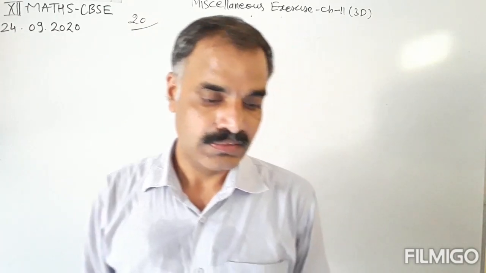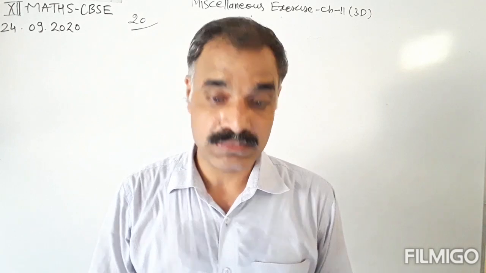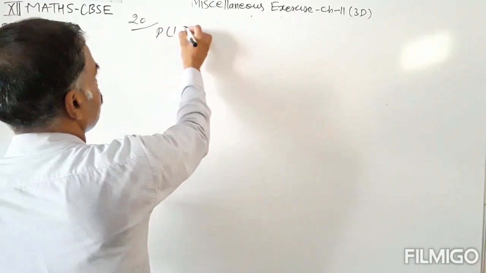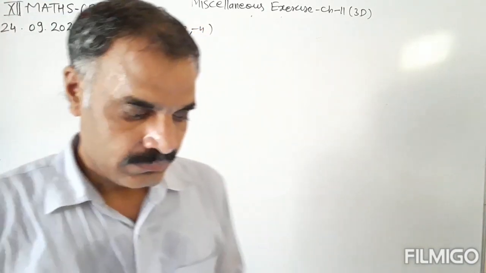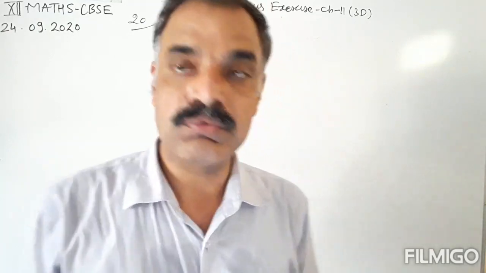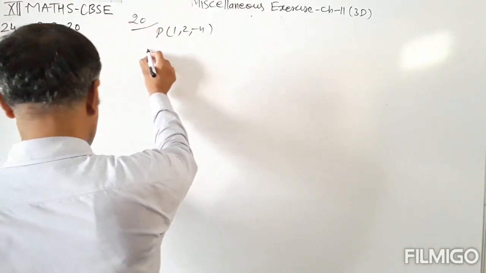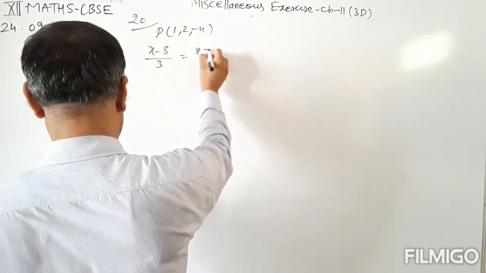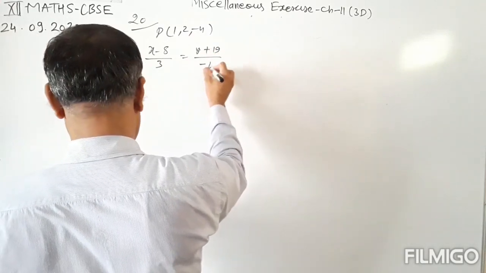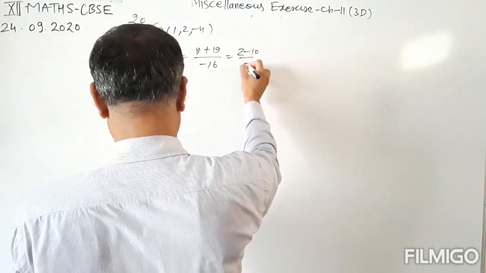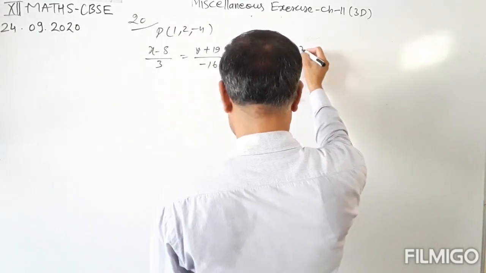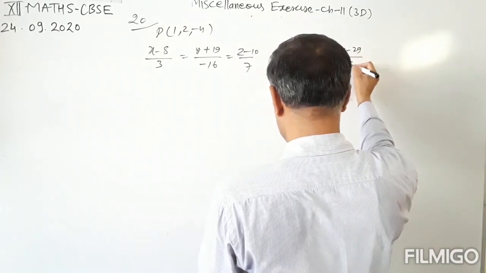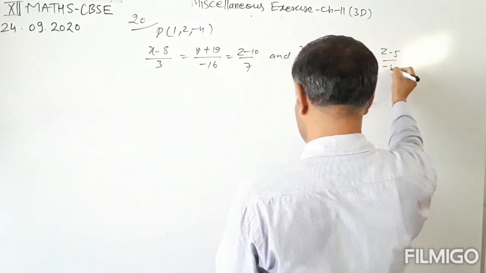Question number 20 is: find the vector equation of the line passing through the point (1, 2, minus 4) and perpendicular to the two lines. The first line is (x minus 8) upon 3 equals (y plus 19) upon minus 16 equals (z minus 10) upon 7. The second line is (x minus 15) upon 3 equals (y minus 29) upon 8 equals (z minus 5) upon minus 5.